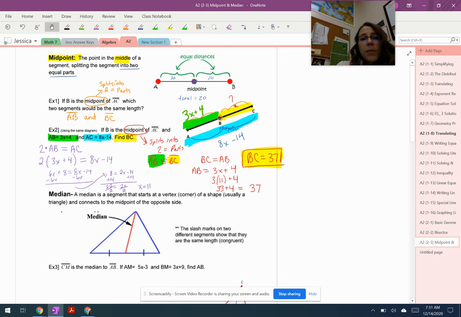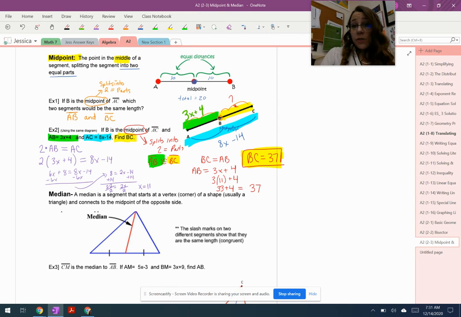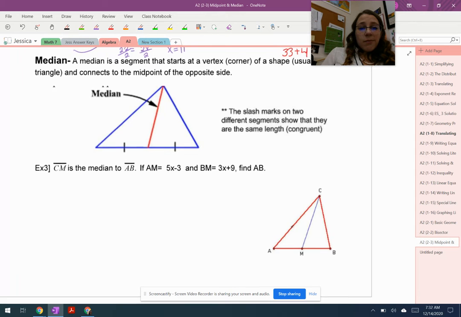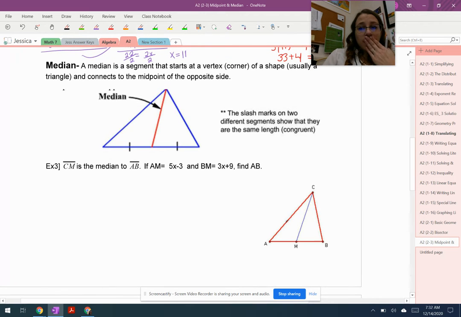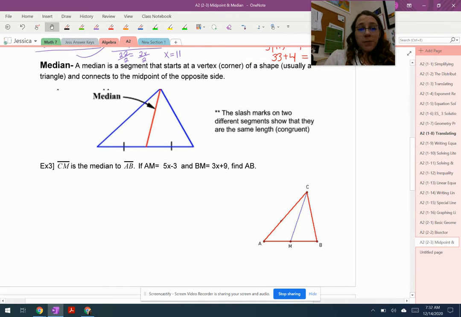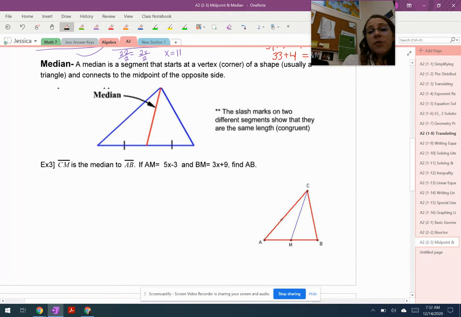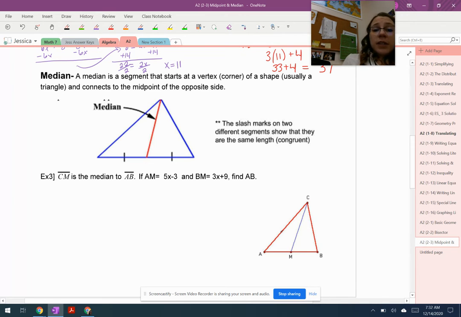Okay, so this is the second part of lesson 2-3, midpoint and median. We talked about midpoint, so now we're going to talk about median. A median is a segment that starts at a vertex, or a corner of a shape, typically a triangle, and connects to the midpoint of the opposite side.